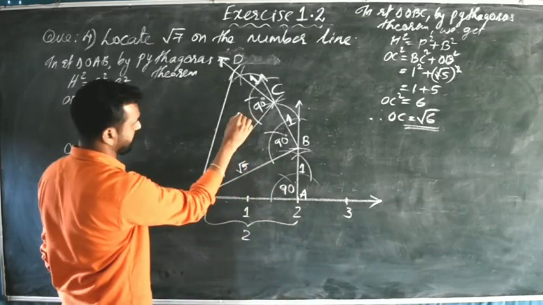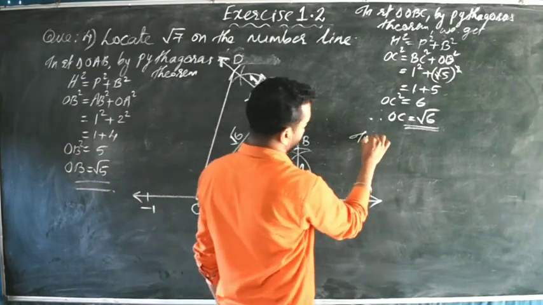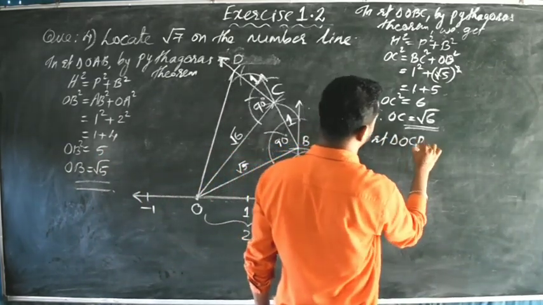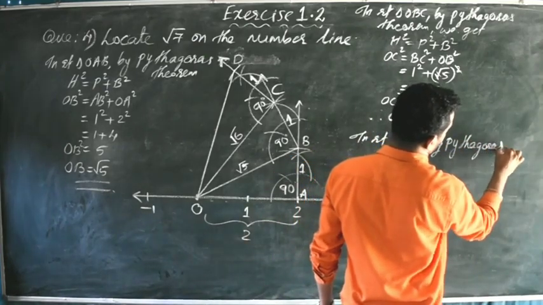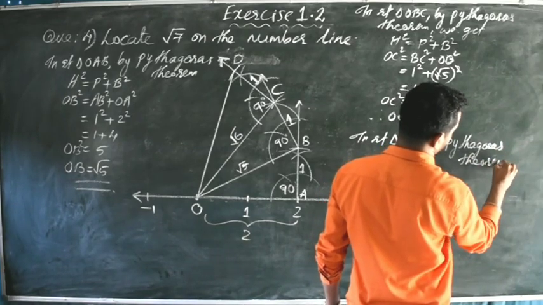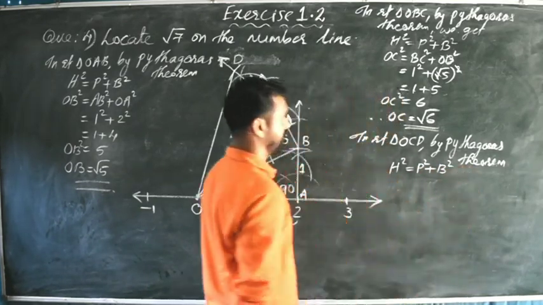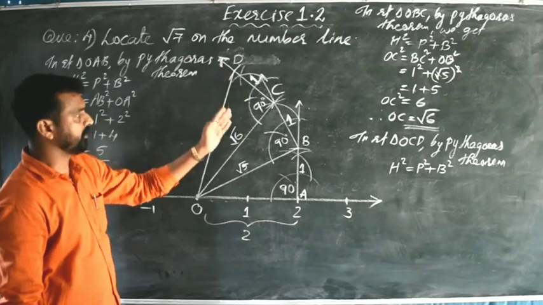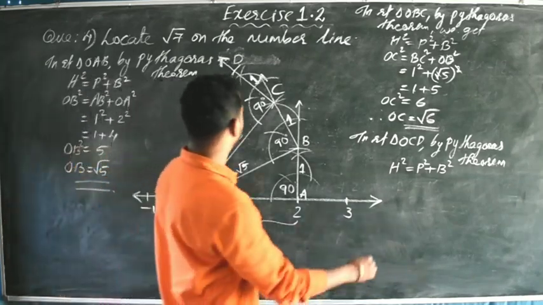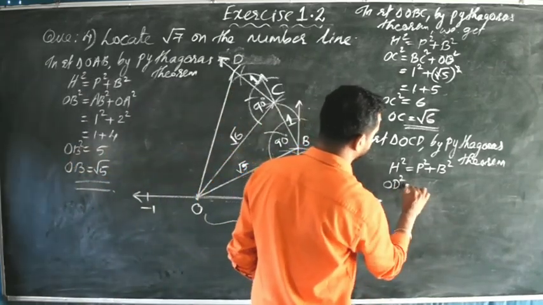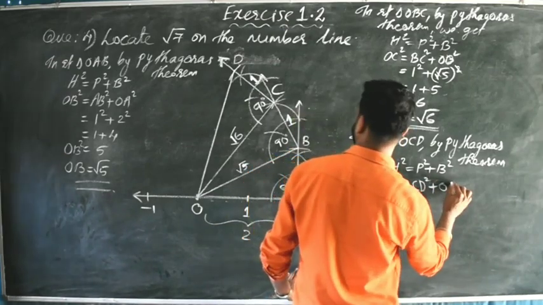Now we are going to use Pythagoras theorem in this right angled triangle. So we will write in a right triangle OCD by Pythagoras theorem. What is Pythagoras theorem? Hypotenuse square is equal to perpendicular square plus base square. Which one is the hypotenuse here? OD is the hypotenuse, perpendicular CD and base OC. Hypotenuse OD square is equal to perpendicular CD square plus base square, that is OC square.